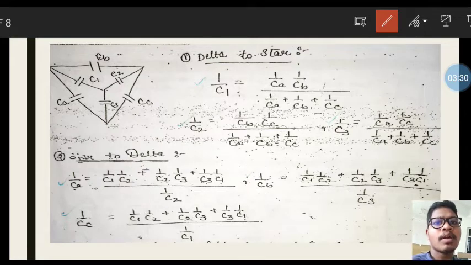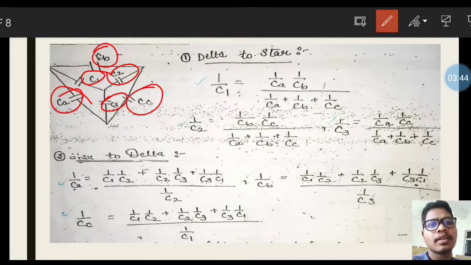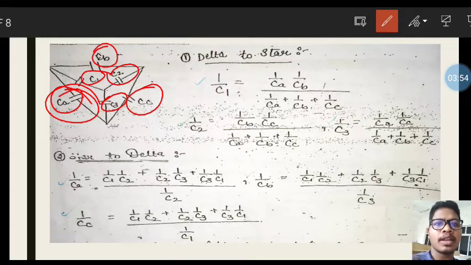Like that, if you want to find the star to delta conversion, this is the star network C1, C2, C3, and we need to convert it to the delta network, that means we need to find CA, CB, CC. For this impedance, 1 by CA is equal to the multiplication of all the capacitance values divided by the opposite arm capacitance.